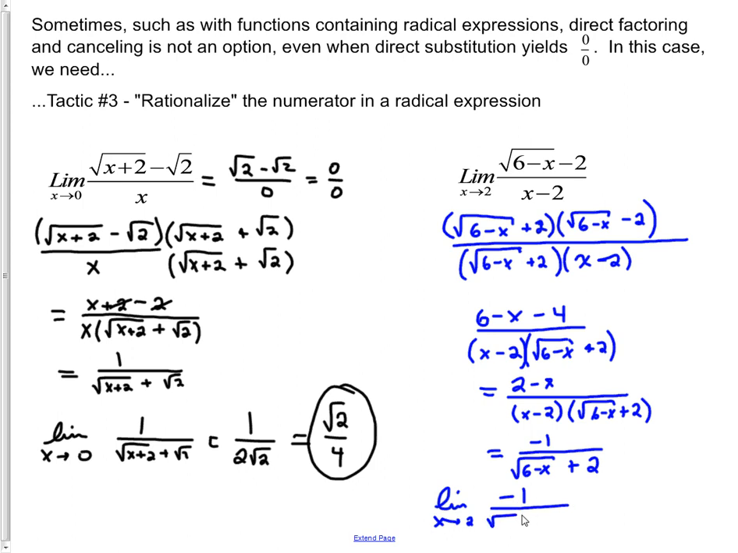And so when we evaluate this limit as x approaches 2 of negative 1 divided by the square root of 6 minus x plus 2, we can do it by direct substitution. The numerator becomes negative 1. The denominator becomes the square root of 6 minus 2, which is the square root of 4. That's 2 plus 2, and we get our result of negative 1/4. A little bit more complicated, but not terrible once you learn how to do it, and you'll notice sort of the pattern that happened in both cases.